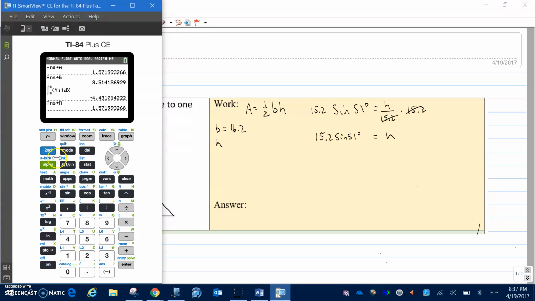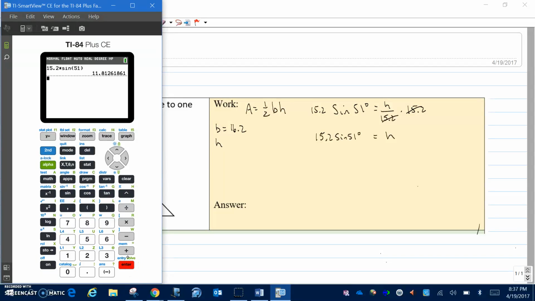Now we'll go to our calculator, and we're going to let that approximate it. First thing I want to do is make sure I'm in the right mode. So I'm going to hit mode, and sure enough, I'm in radians. So I'm going to move down to radians, move over to degrees and hit enter. Then I'll quit back out and clear out my home screen. So I'm going to type in 15.2 times sine of 51, and I'll close that off.